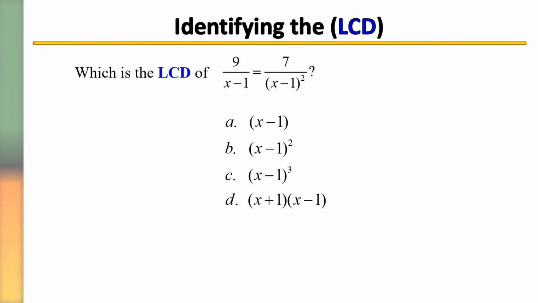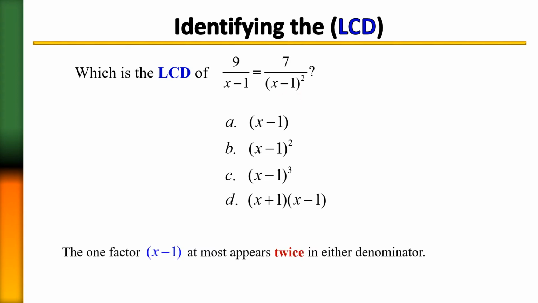Next example. Looking at our denominator, I only have one factor, and that is x minus 1. So all we need to do is look to see at most how many times x minus 1 appears in any denominator. Looking at the first expression, it only appears once. In the second expression, it appears twice. So at most, it appears twice. Therefore, my LCD is x minus 1 squared.